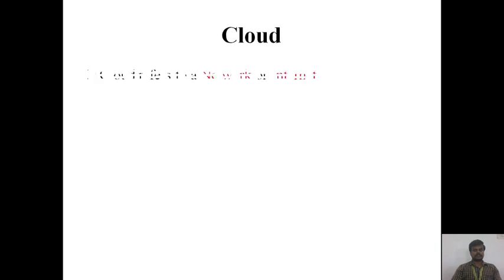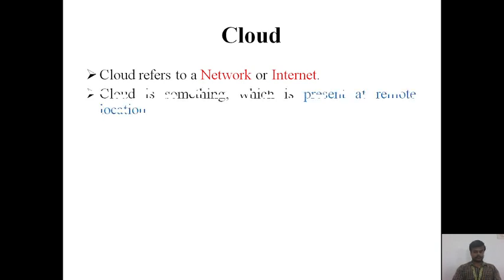Next one is cloud. What do you mean by cloud? For cloud you have n number of definitions. The first one is that cloud refers to a network or internet. From that cloud you are going to take the data, access the data, and manipulate some of the data through that particular network or internet.